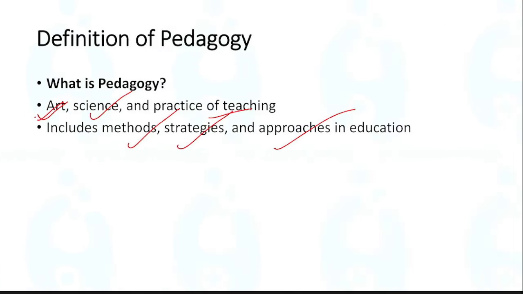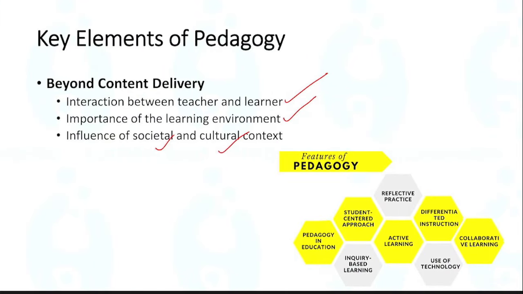So remember, the key element of pedagogy is interaction. First and foremost, it will be content delivery, obviously. Along with that, there has to be interaction between the teacher and the learner, and importance given to the learning environment. The environment means the class environment. It can be the class, it can be the social context. Finally, when learning occurs in the classroom, it will spread to the societal and cultural context. How education influences the culture or the society is also an aspect of pedagogy. Other features are the student-centered approach, reflective practices, differentiated instruction, active learning, inquiry-based learning, use of technology, and collaborative learning. All these are also features of pedagogy which we will learn here and there.